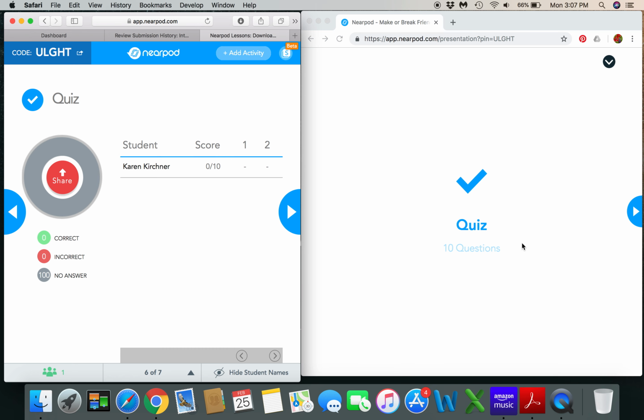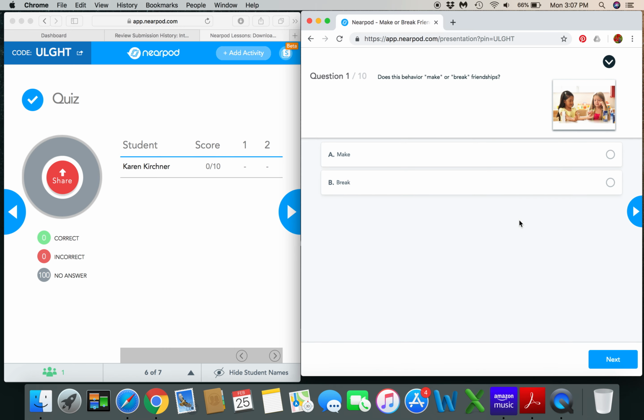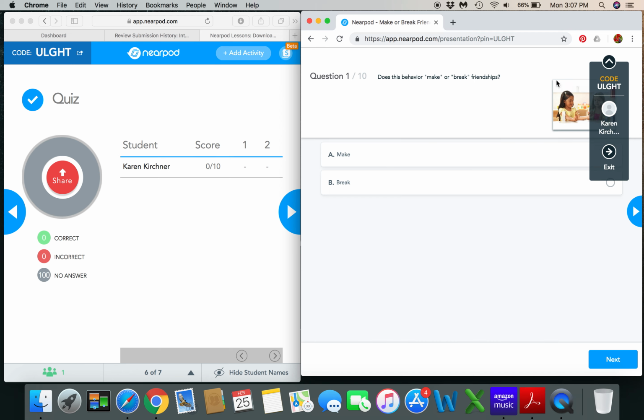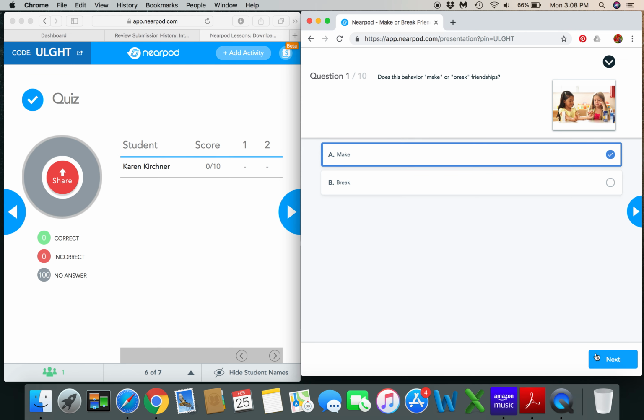And now we have a quiz, and for our quiz we have 10 different pictures that students will click on and view, and they have to decide whether this picture is showing students who are making a friendship or breaking a friendship. And so in this picture, Karen, which would you choose? I'm going to have to go ahead and say that this is making a friendship, because those girls look like they're sharing.